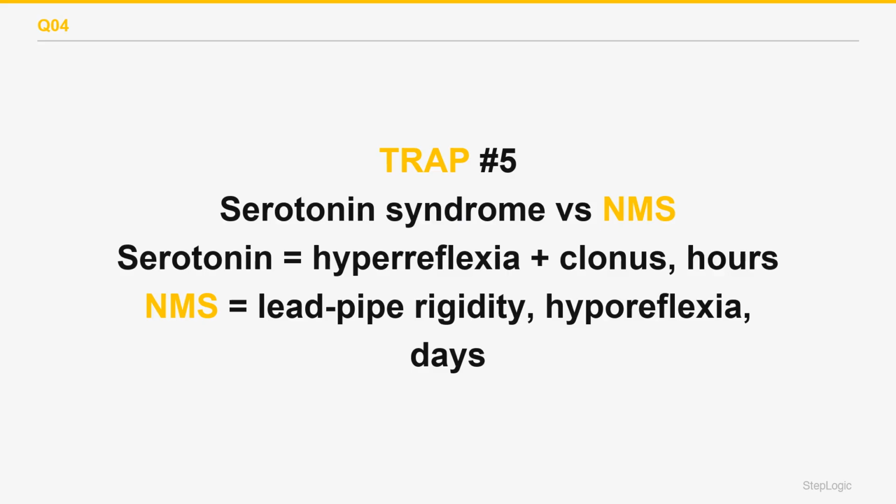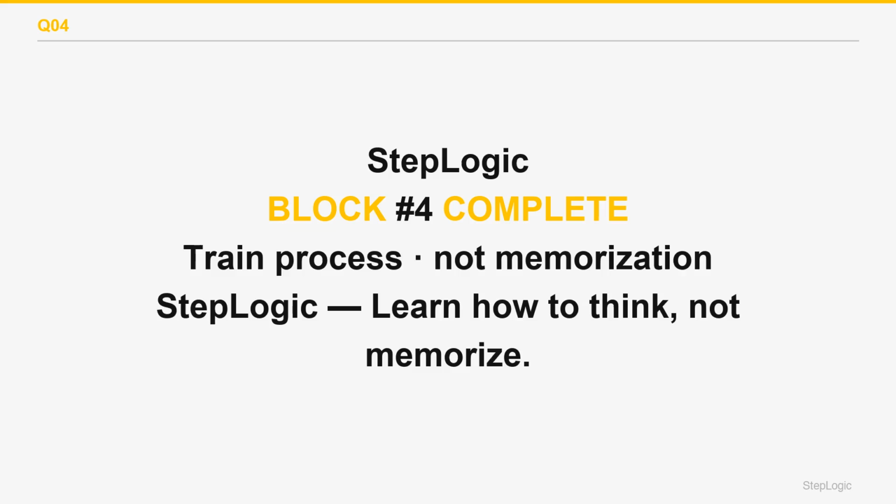Trap 5. Serotonin syndrome versus neuroleptic malignant syndrome. Serotonin syndrome is hyperreflexia and clonus with rapid onset. NMS is rigidity with hyporeflexia developing over days. The neuromuscular exam separates them.